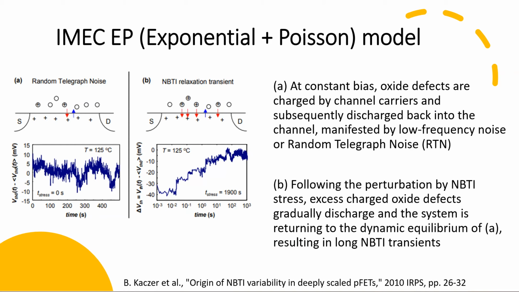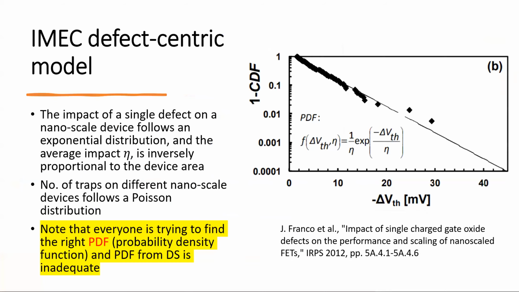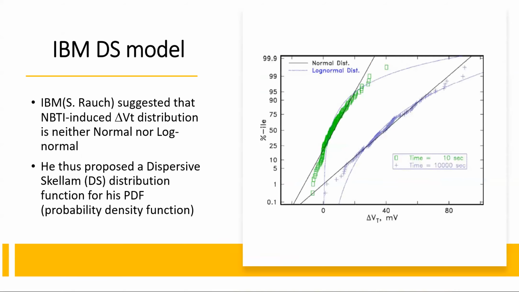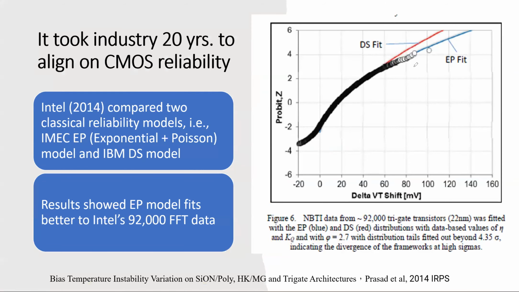Once they have that done, they use the data and fit it with the new PDF, probability density function again. Here they use this form to fit their data, compared with the DS model from IBM. Intel used their formulation with their data fitting and found that EP from IMEC is the better one. So that's pretty much what it meant.